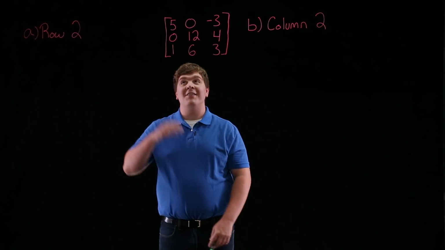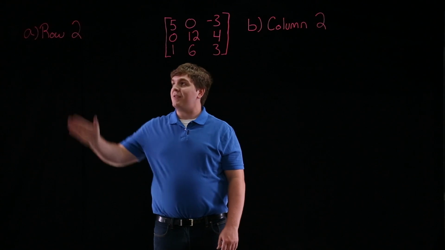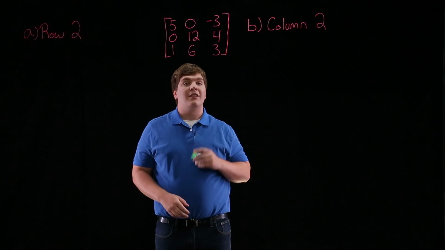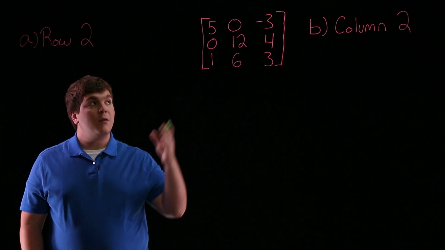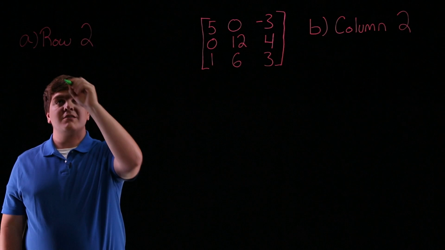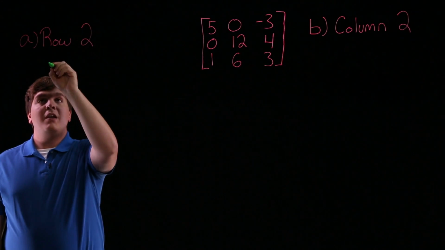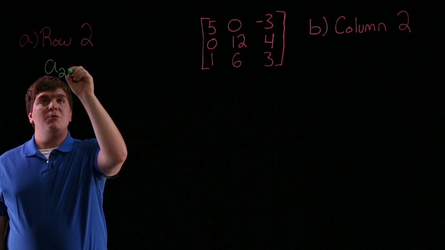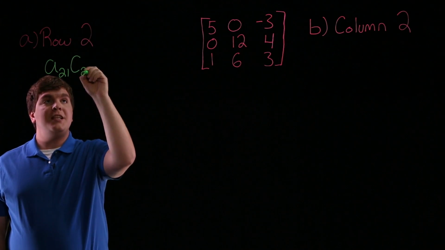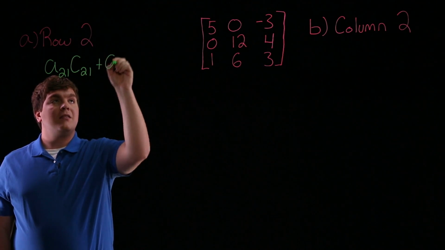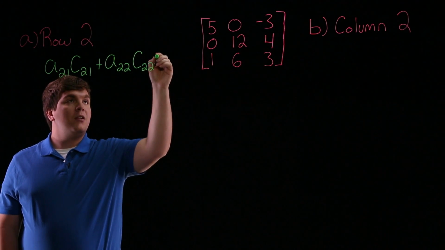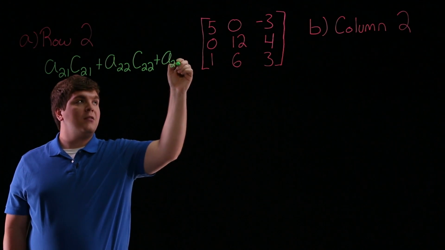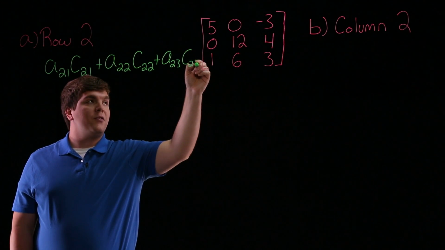Hi, I'm Gabe. For this problem, we're asked to find the determinant of this matrix by cofactor expansion along the second row and along the second column. So let's begin by trying to find our determinant of this matrix. So we want to recall that the determinant of our matrix along the second row is going to be given by A21 times the cofactor C21 plus A22 times the cofactor C22 plus A23 times the cofactor C23.